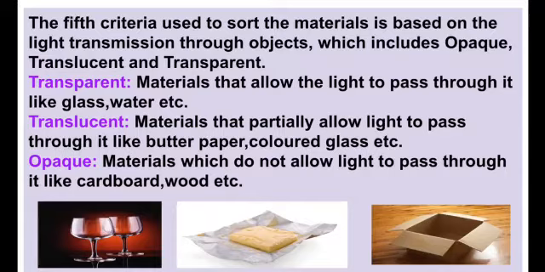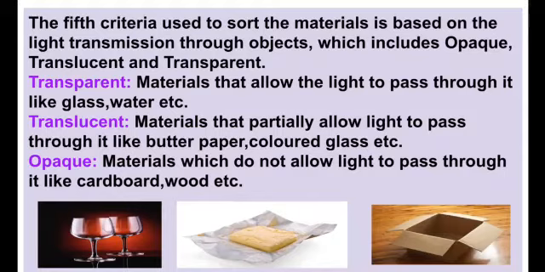Now we'll talk about the translucent. What is translucent? Materials that partially allow light to pass through them. It is not very visible like the transparent. It is like a blurred image we can see through it.